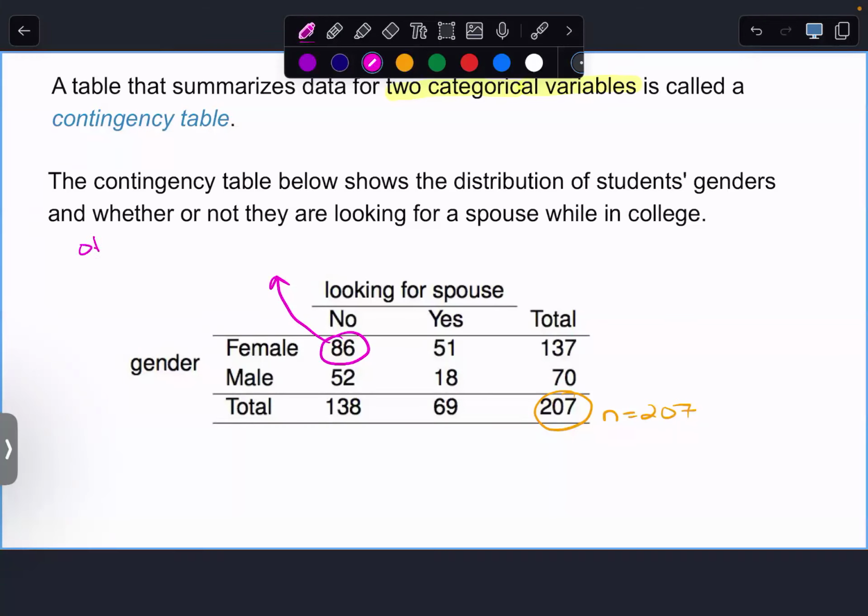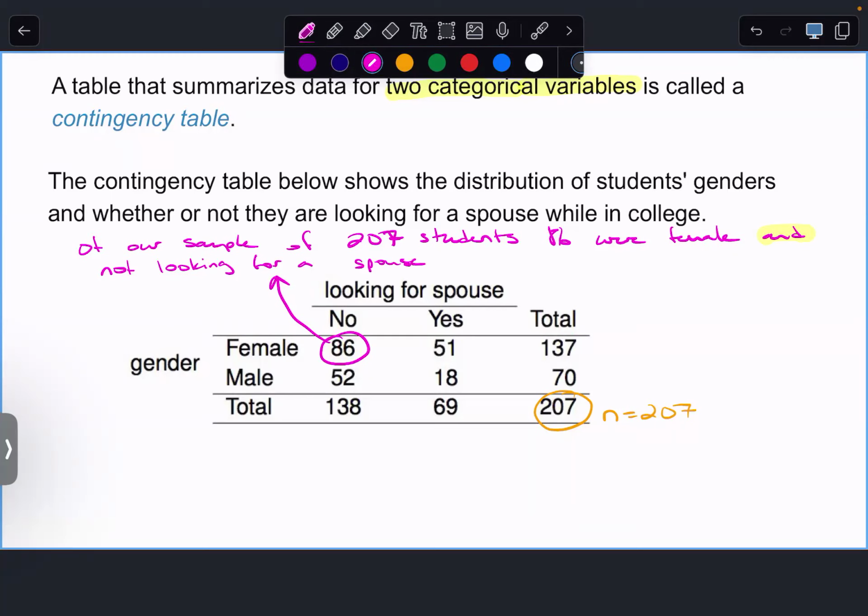So of our sample of 207 students, 86 were female, and I'm going to highlight that, and not looking for a spouse. Why did I highlight that and? Because how many were female? 137 out of the 207 were female, right? Regardless of whether they were looking for a spouse or not.